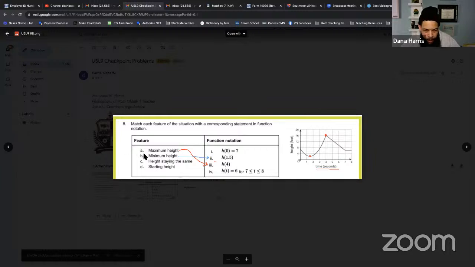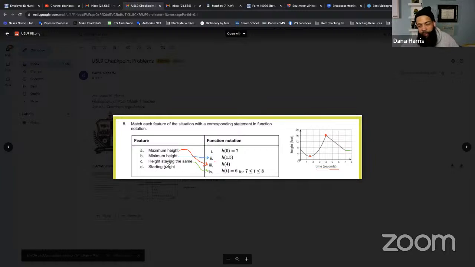Okay. When we look at the third one, C, height staying the same. Okay. Height staying the same. On this one, notice where's the height staying the same? It's down here. All right. So that's between 7 and 8. So h of t is the same between the time 7 and 8. So I would say this is going to be number 4.